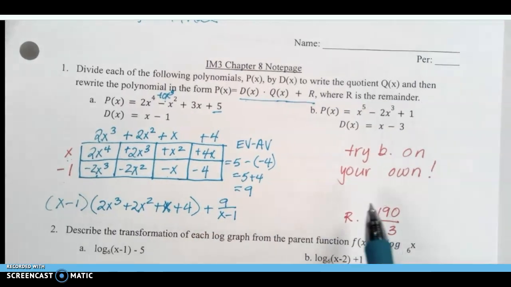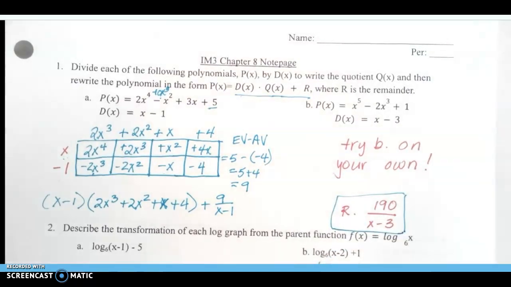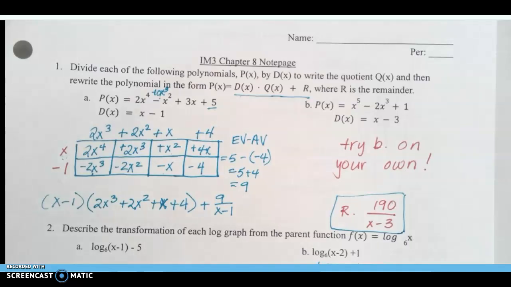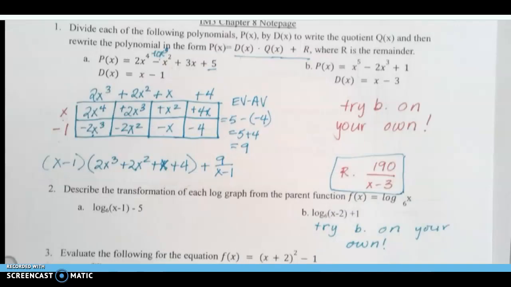For part B, you're going to try part B on your own. You're going to know if you did it correctly when you get a remainder of 190 over x minus 3. If you get that, awesome. If not, that's when you need to ask for help.